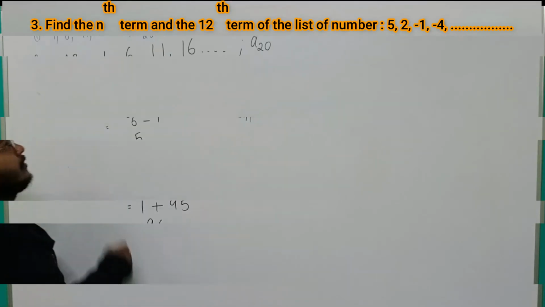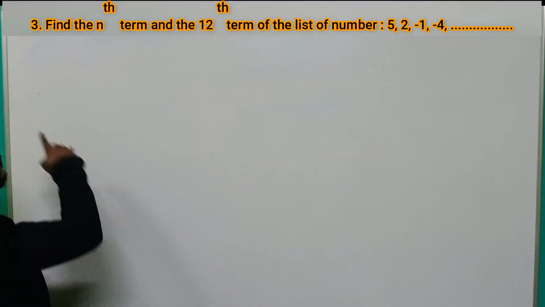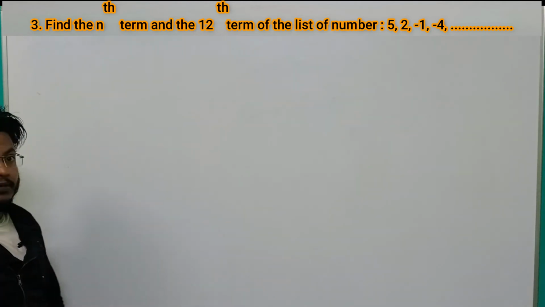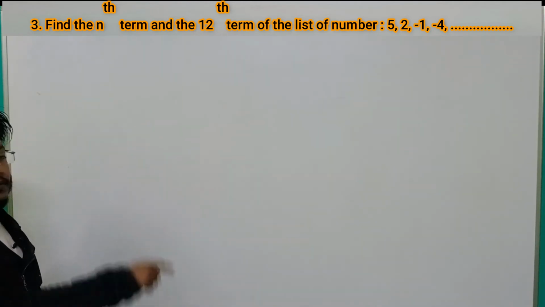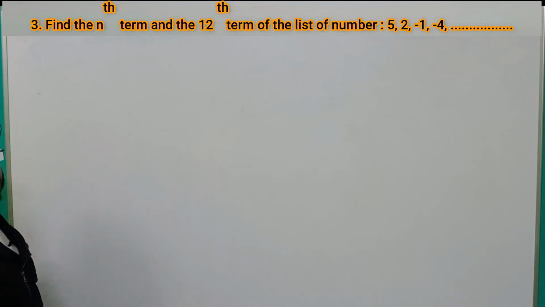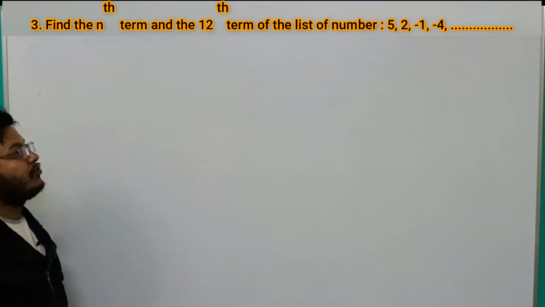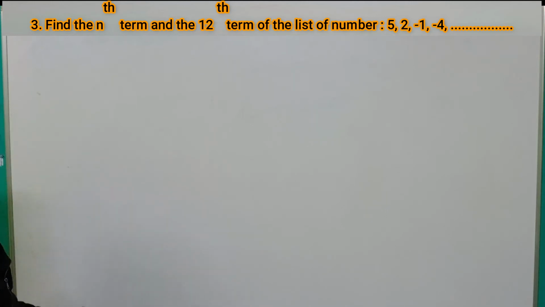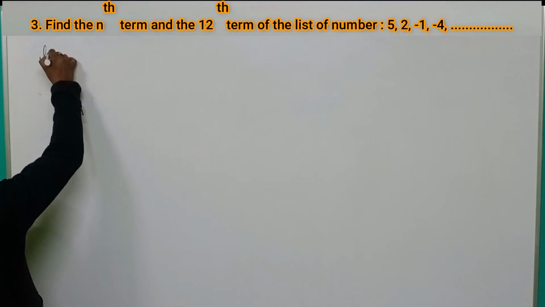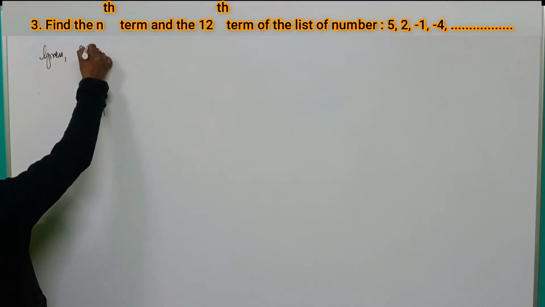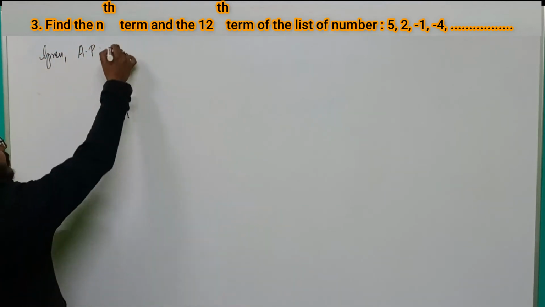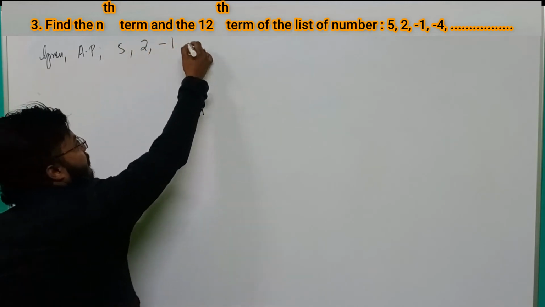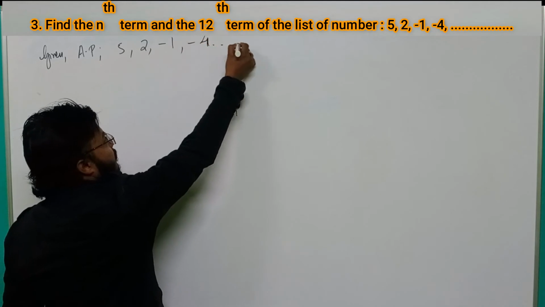Now we are with the third question. You can see what they are given. Find the nth term and the 12th term of the list of numbers 5, 2, minus 1, minus 4. Since we are doing AP, obviously the given series will be in AP only. Okay, so let's start solving this. Given: 5, 2, minus 1, minus 4, and so on.